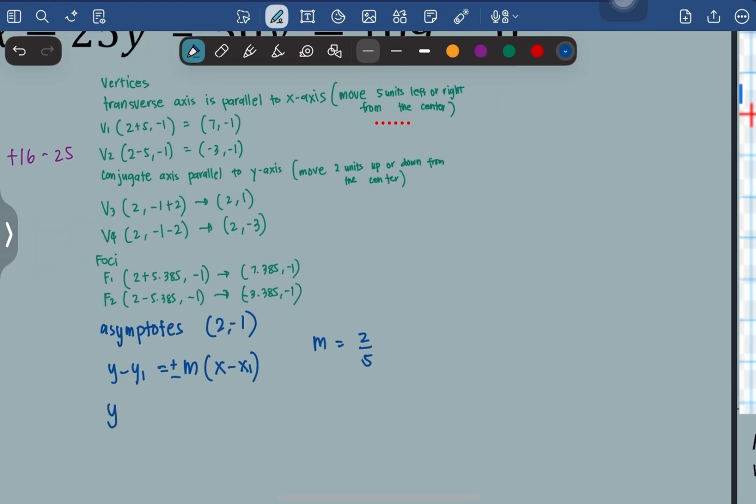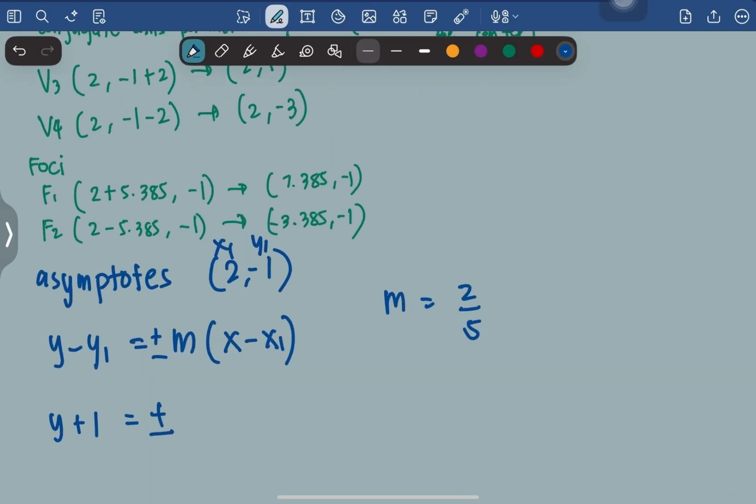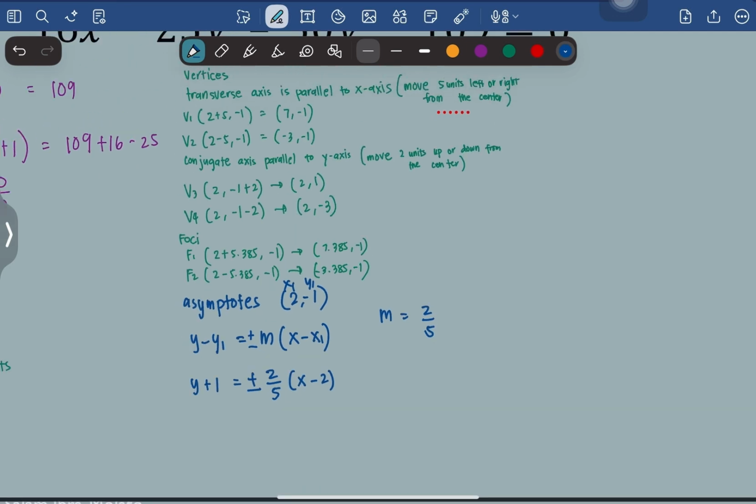So to solve this one, y sub 1, x sub 1, positive 1. y plus 1 is equal to plus or minus slope 2 over 5 and x minus 2. So that is the equation. So dalawang asymptote na yan.